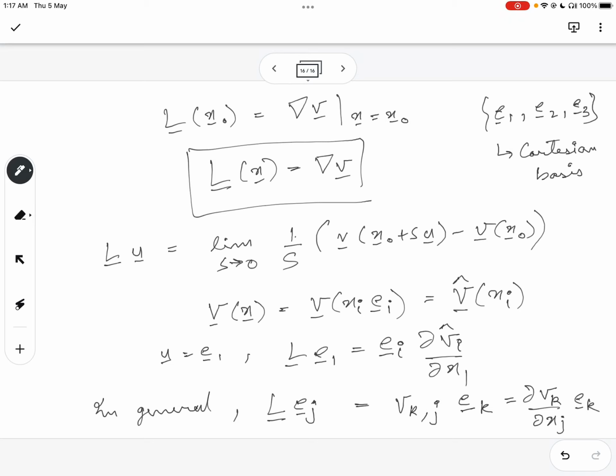Last time we started discussing the directional derivative of a vector. That is Lu. L was our gradient of a vector. L operating on a vector u was the limit as s tends to 0 of 1 by s times v of x naught plus su minus v of x naught. V of x can be written as v hat of xi, that is, v as a function of the spatial or Cartesian coordinates. So taking u as e1, we had L of e1 as ei del vi hat by del x1. In general, when we take L of ej, we have del vk by del xj ek.